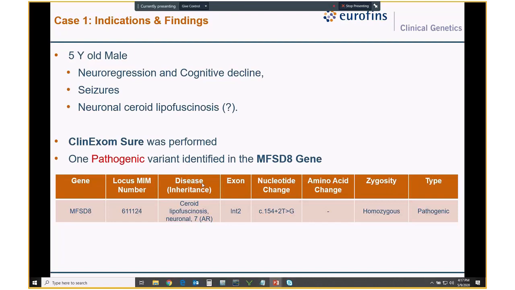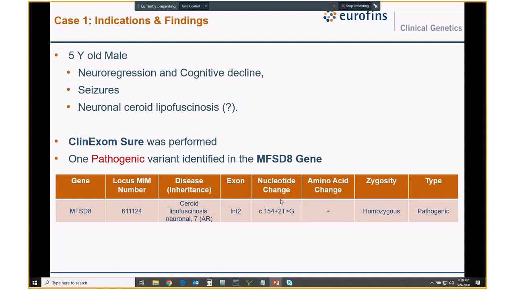Then you have the disease. What is it? NCL, which type? Type 7. What is the inheritance pattern? Autosomal recessive. Most of you would be aware, autosomal recessive means the gene is present on chromosomes 1 to 22, not X or Y. It is recessive, so you need two abnormal or non-functional copies for this disease to manifest. So do we have that in this case? We will find out soon.